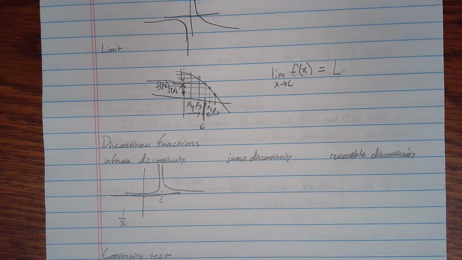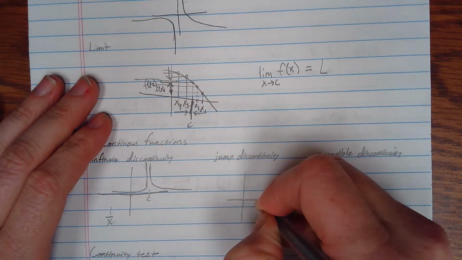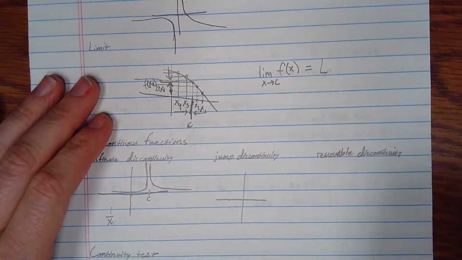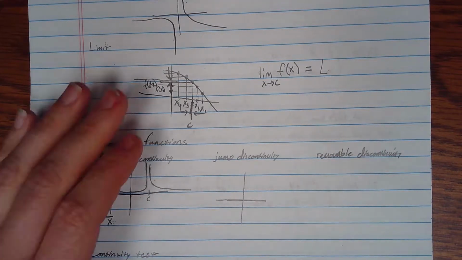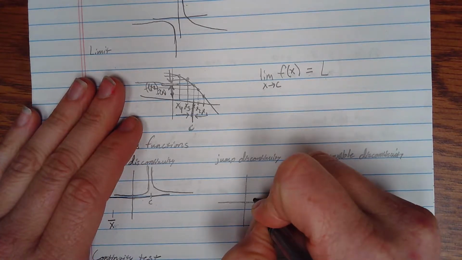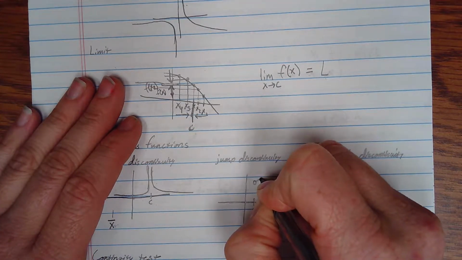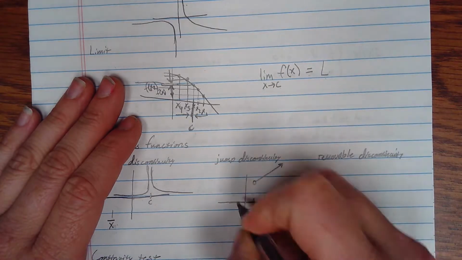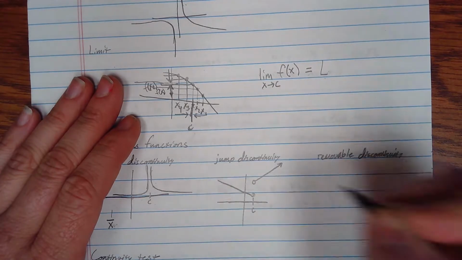Okay, then we have a jump discontinuity. This often occurs when we have a piecewise function, something that we are defining from one piece to the next piece to the next piece. This is where, like at this value c, I have a circle there where it doesn't equal c, but it comes up like that. And then right here, it equals c, and it goes like that.